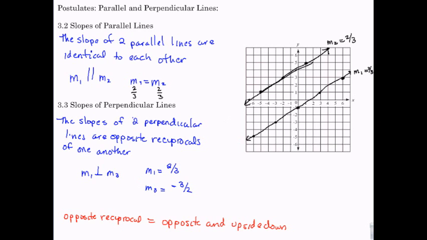So if I'm doing the perpendicular line, and I pick any point to start with, say here, I'm going to go down 3 and over, whoops, that wasn't 3. Down 1, 2, 3, and over 2. Down 1, 2, 3, and over 2. Then when I graph this line, it'll be perpendicular because the slope is opposite and upside down.